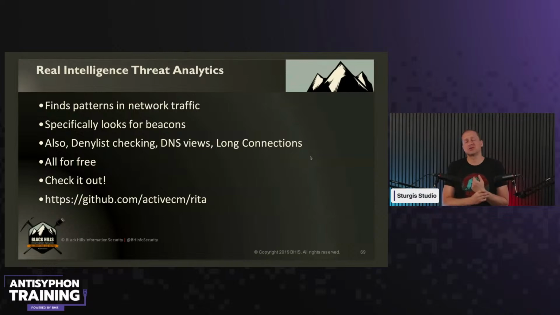So speaking of active countermeasures, we released a tool called RITA, Real Intelligence Threat Analytics. Now, what this tool does is it takes those Zeek logs, which are kind of an industry standard that isn't tied to one specific vendor and locked in, and it finds patterns within the network traffic. Specifically, it looks for beacons. It also does deny list checking, DNS views, checks for long connections, and all of it is for free. You can download it right now at the GitHub repository that is up on the slide at this moment. And we're going to get our hands dirty working with Active Countermeasures AC Hunter, and we're also going to be looking at RITA as well.